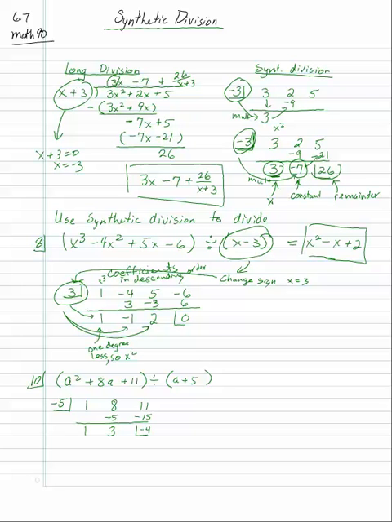So our result is going to be, so this was a squared, so this is going to be a plus 3, and then that's your remainder over the divisor. And there's your answer. Now let me try another one.